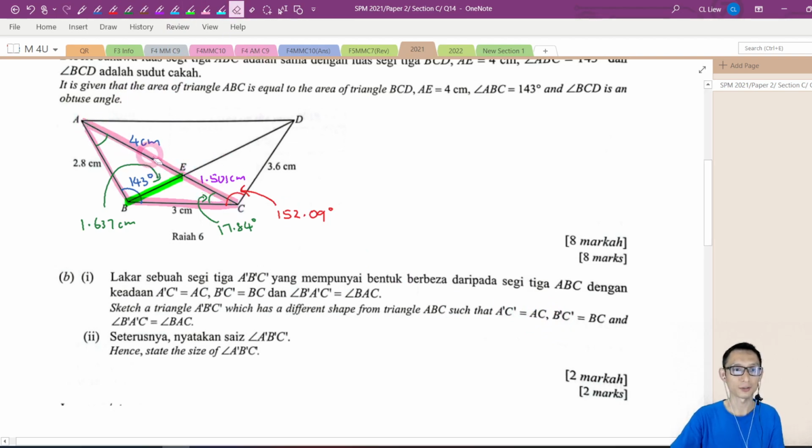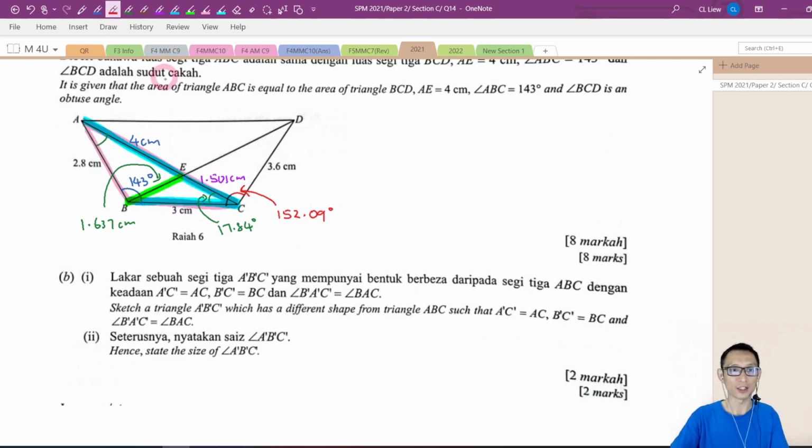Okay, let me use another color. The length here we cannot change. And B prime, C prime is equal to BC. The length here we cannot change also. But the length of AB we can change, right? So now you have to think, how do I change the shape of this triangle so that AC is still the same length, BC is still the same length, and this angle is still the same? Okay, so normally we just look for the shorter side. This will be shorter, right? So we are going to move this side.